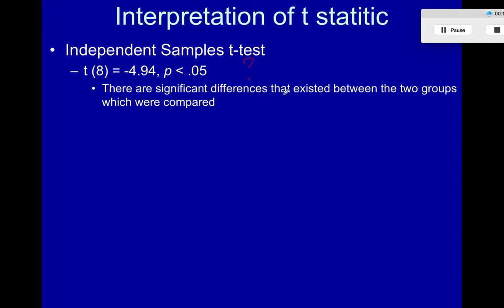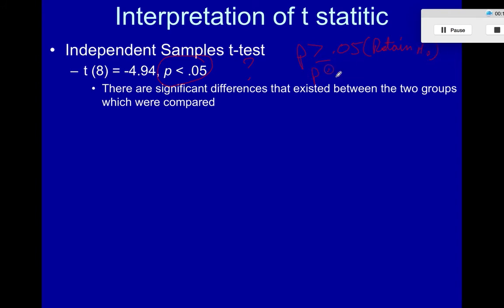There is a significant difference that existed between the two groups which were compared. So how do we know that? How do we know that there was a significant difference between the two groups? Because I'm going to look here at my p-value. Because remember, I talked about this when we talked about null hypothesis significance testing, that we use the standard p greater than or equal to 0.05, you're going to retain the null, right?